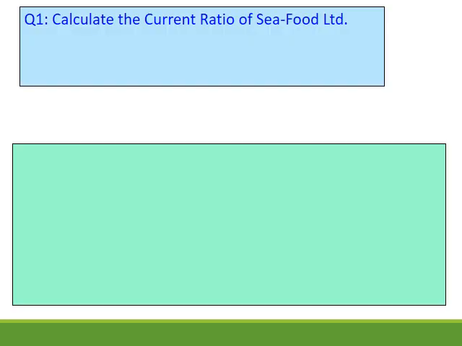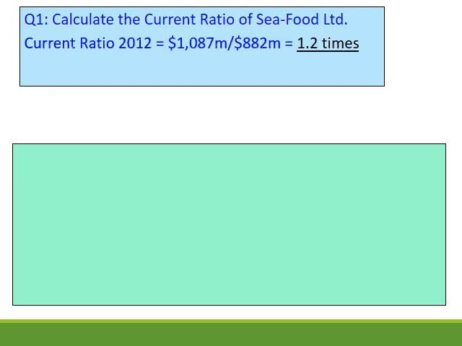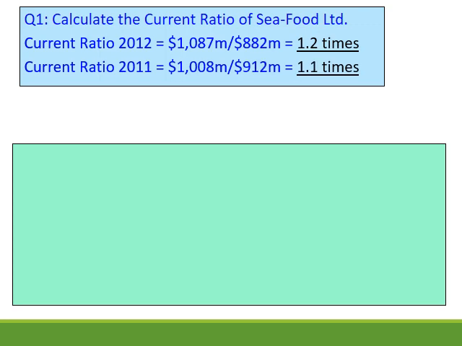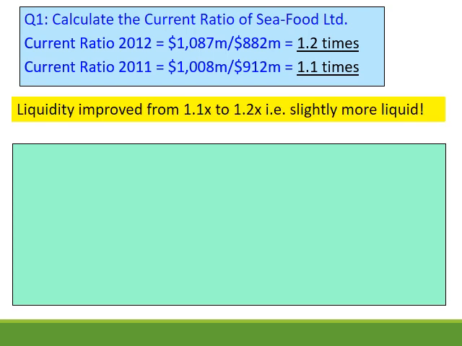Calculate the current ratio of Seafood Limited. Current ratio for 2012 equals current assets divided by current liabilities, which equals 1.2 times. For 2011, same thing. Current assets divided by current liabilities is 1.1 times. You can see from the ratio, the liquidity improved from 1.1 times to 1.2 times. It's slightly more liquid. More or less the same, but slightly better.